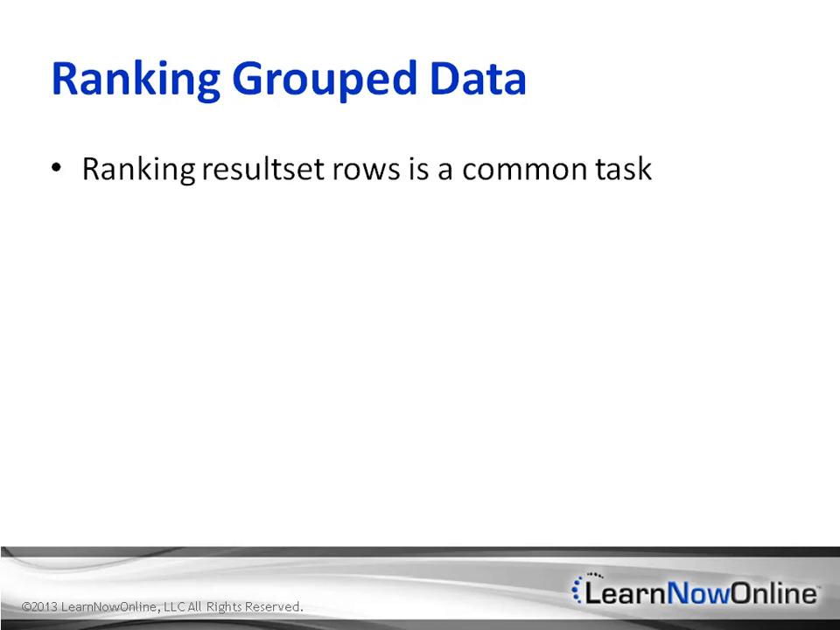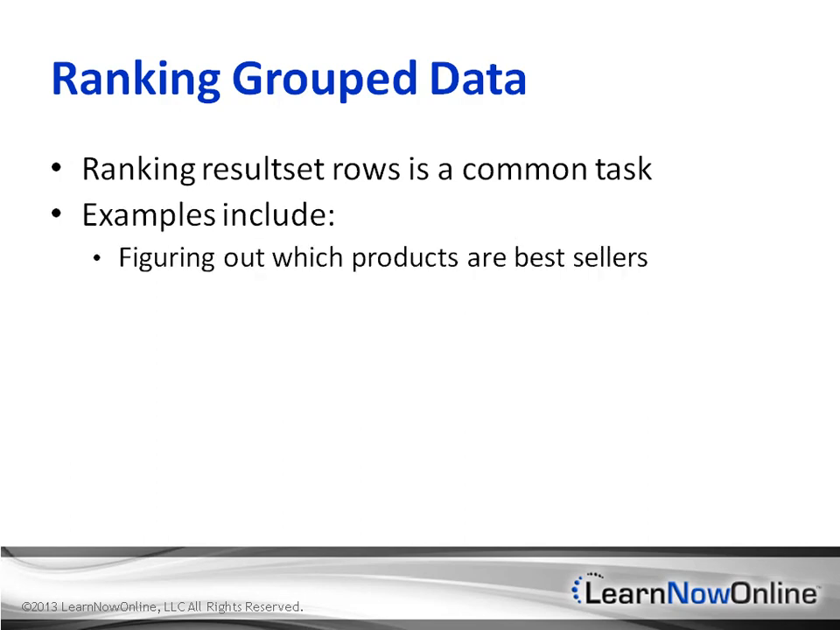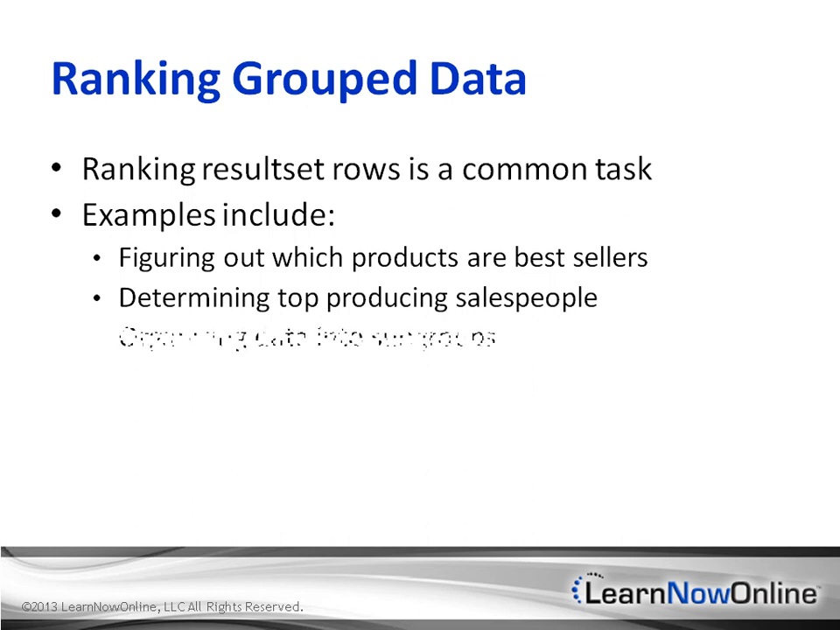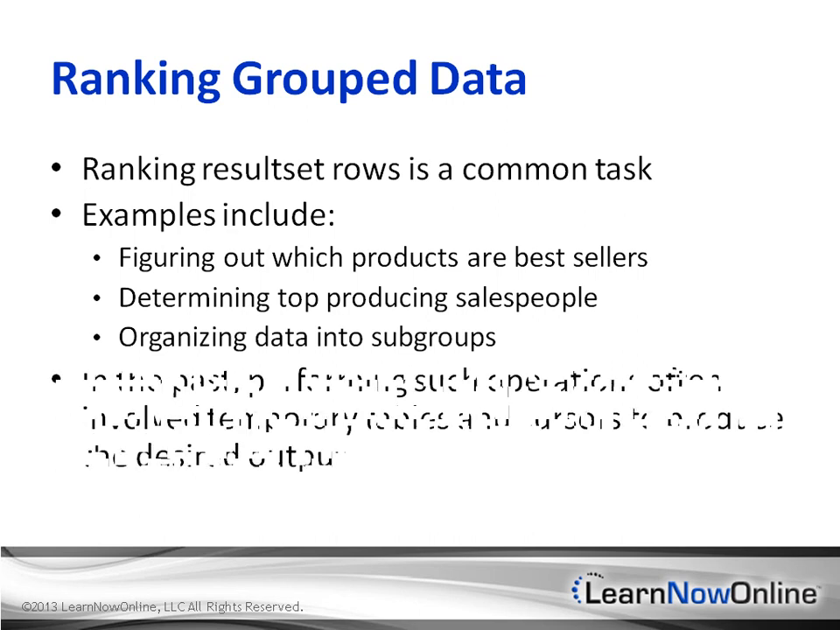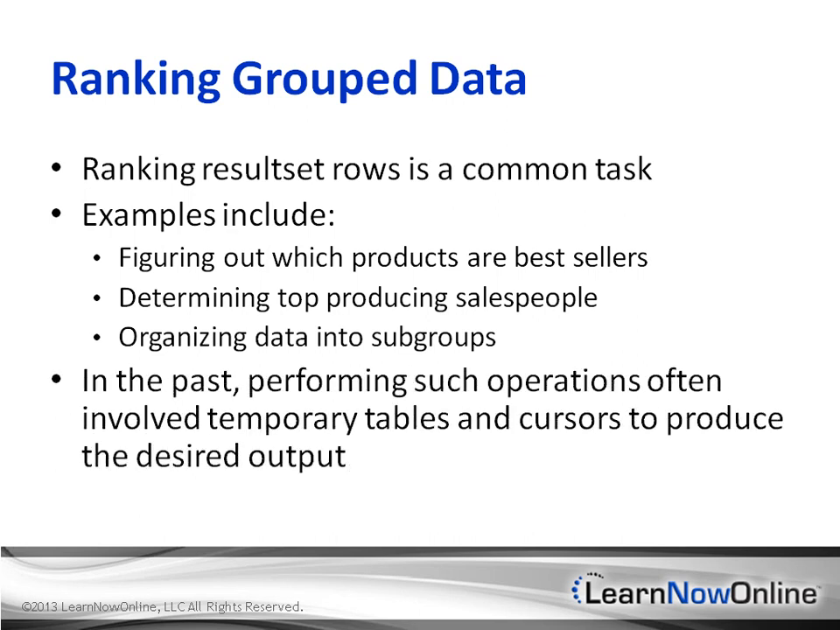Ranking result sets is a very common task. Some examples include figuring out which products are your best sellers, determining top producing salespeople, or organizing data into subgroups. And in the past, writing T-SQL to perform those operations was very involved, usually requiring temporary tables and cursors to get that output.